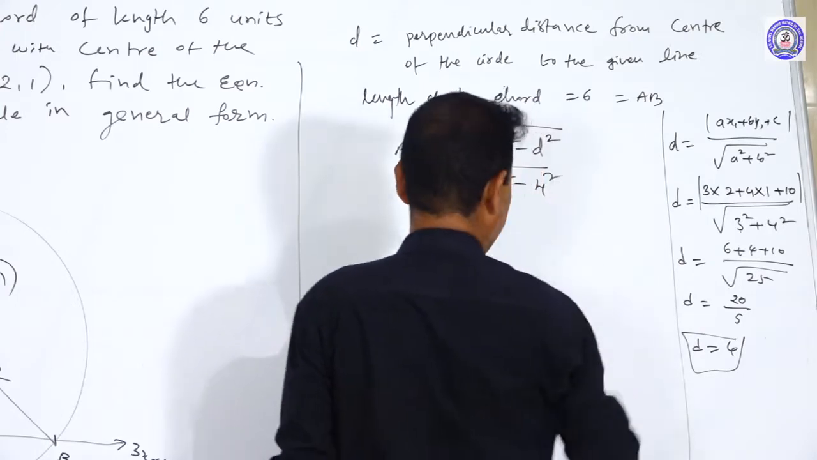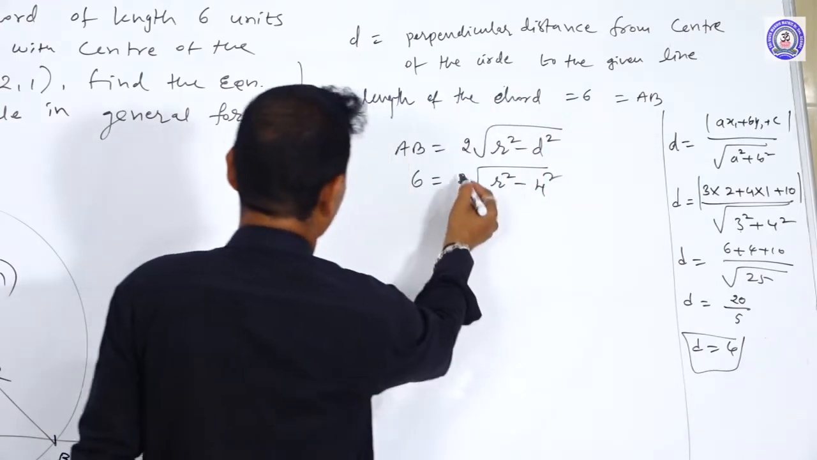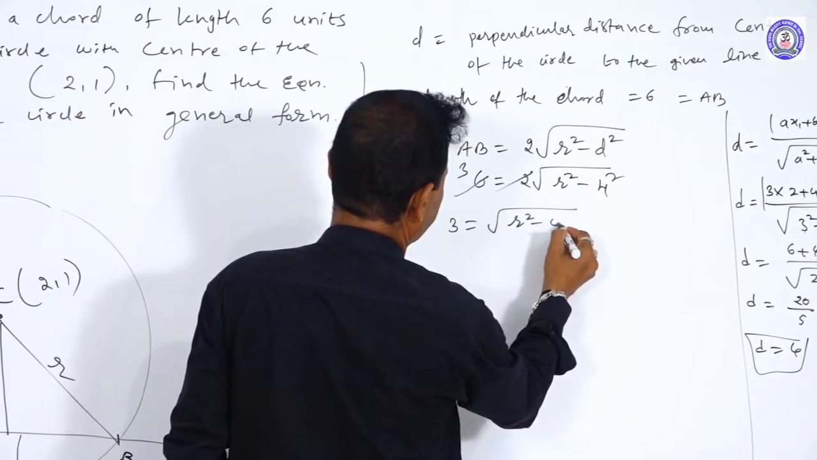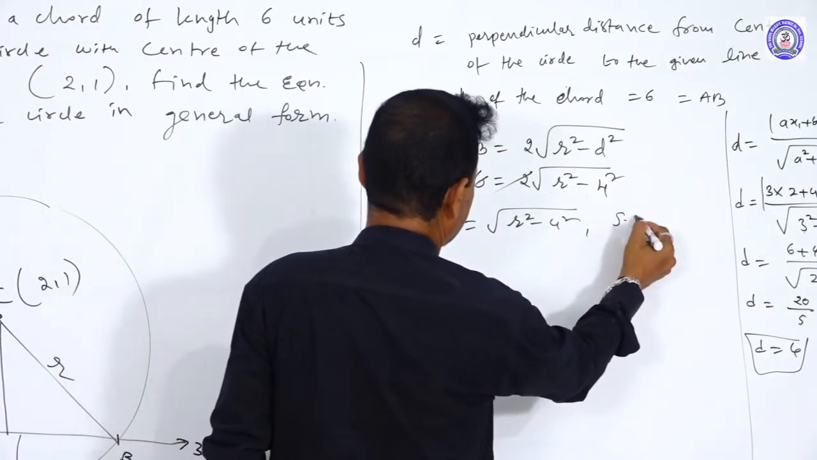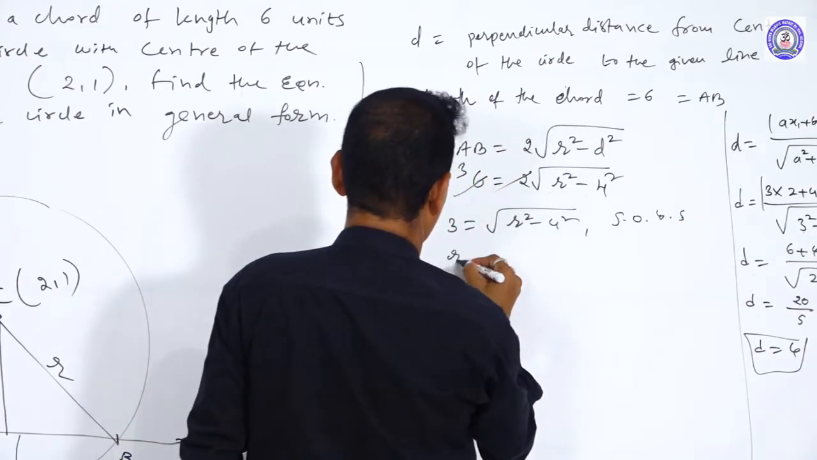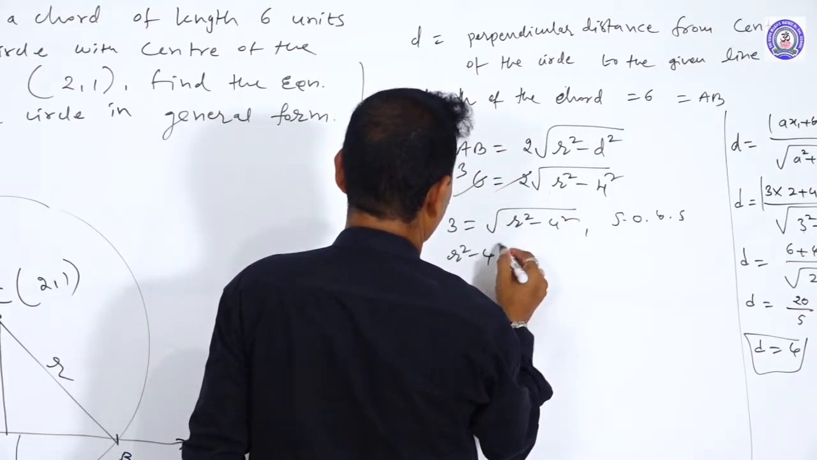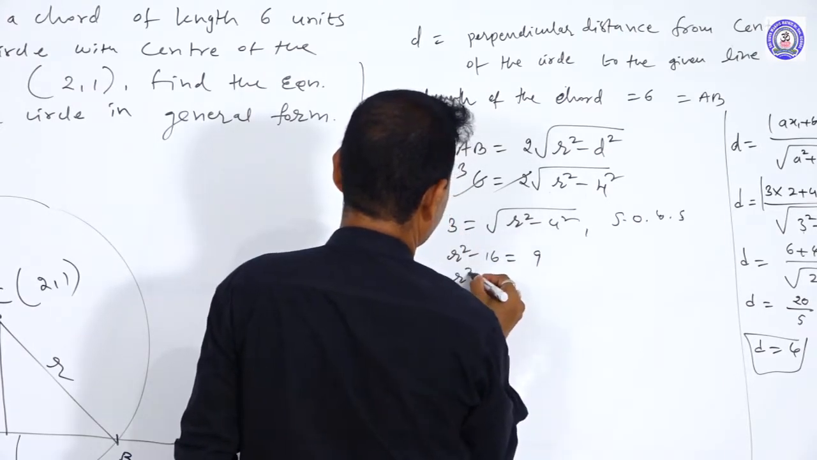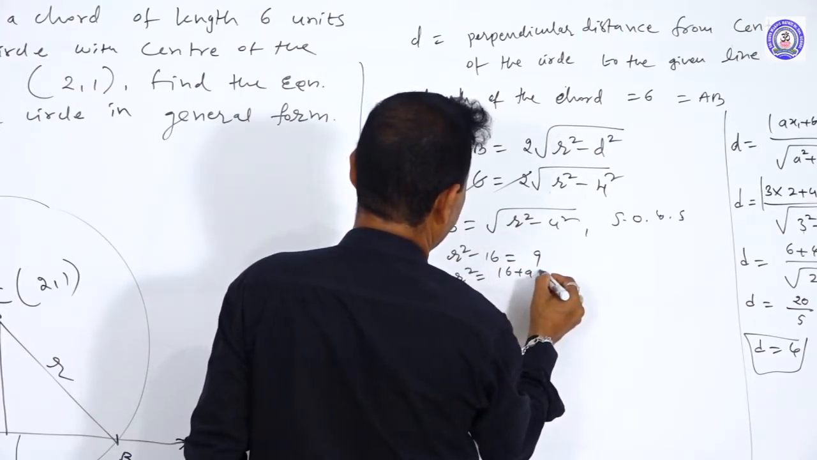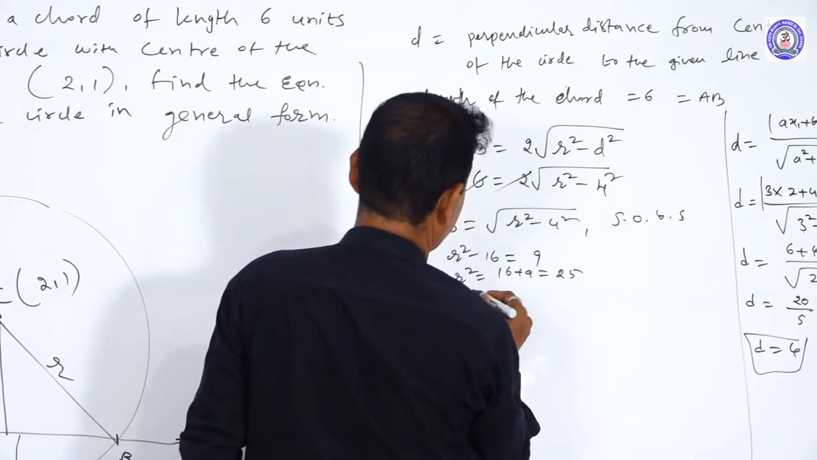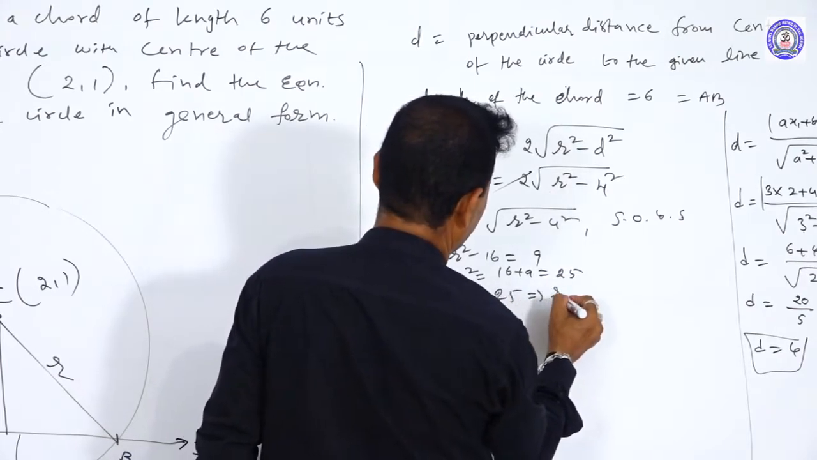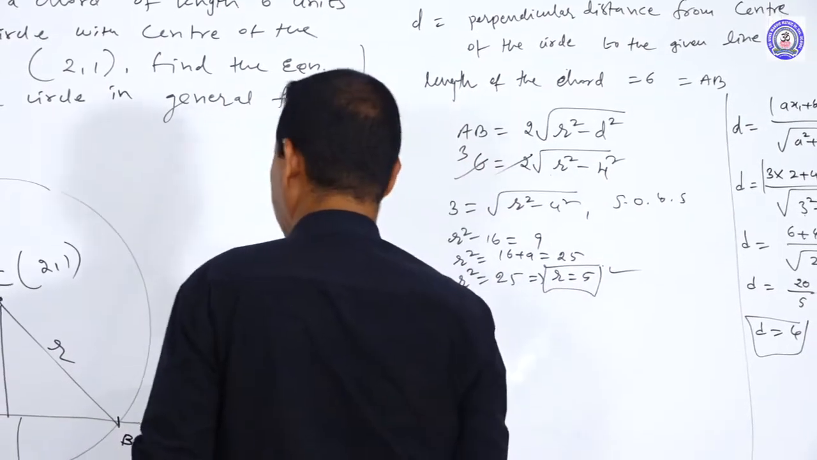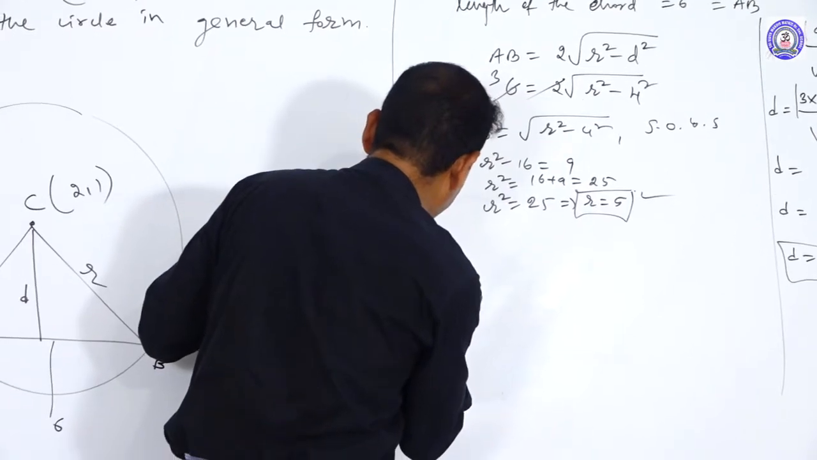So 4 square, substitute here. 2 into 3, 3 is equal to root of r square minus 4 square. Squaring on both sides: r square minus 4 square, 4 square is 16, is equal to 3 square, which is 9. So r square is equal to 16 plus 9, equal to 25. So r square is equal to 25, then r is equal to 5. Next, the equation of the required circle.